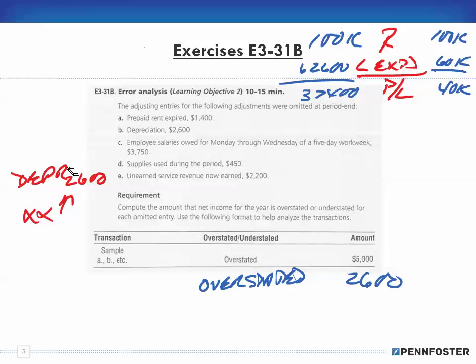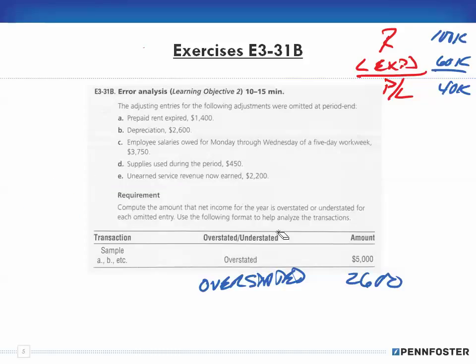Okay, so that's B, and you're going to find that if you understood my explanation for A and you just saw me do B, the rest of these are relatively easy. Okay, so salaries owed, right? Well, if I owe it, that means I don't make that entry. I should have made an entry to credit my salary payable and debit salary expense, right?